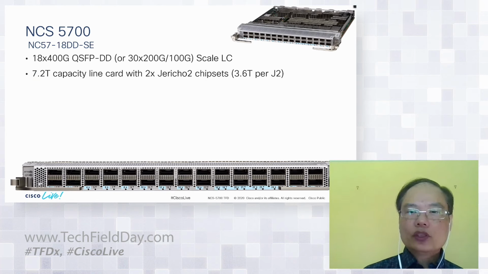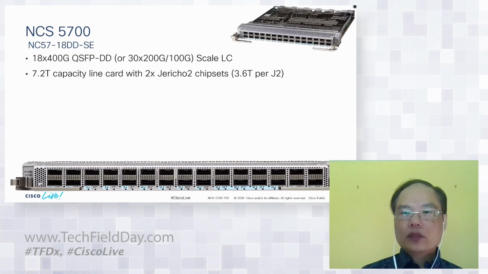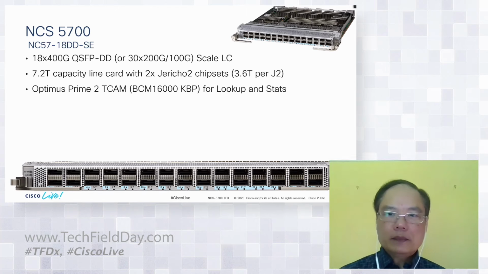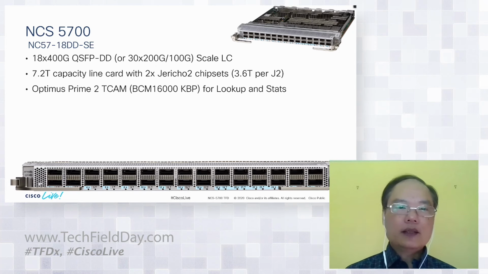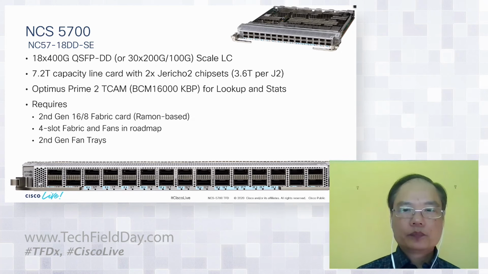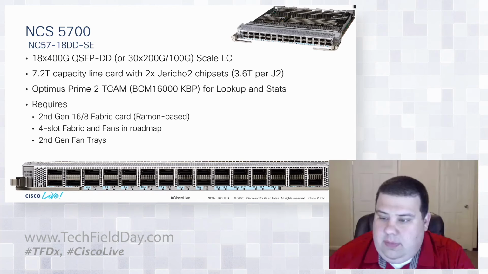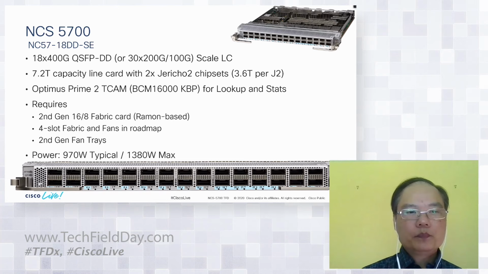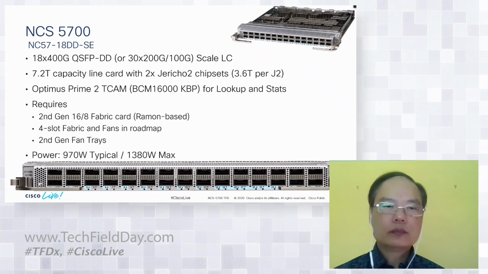It is using 2 Jericho II NPU and supports a total of 70.2 terabits. The external OP2 TCAM is used for additional route scale and statistics. It requires an upgrade for second generation fabric card and second generation fan trace, which is already available for 8-slot and 16-slot chassis. 4-slot chassis upgrades are on the roadmap. Total power consumption is about 1,000 watts to 1,400 watts.